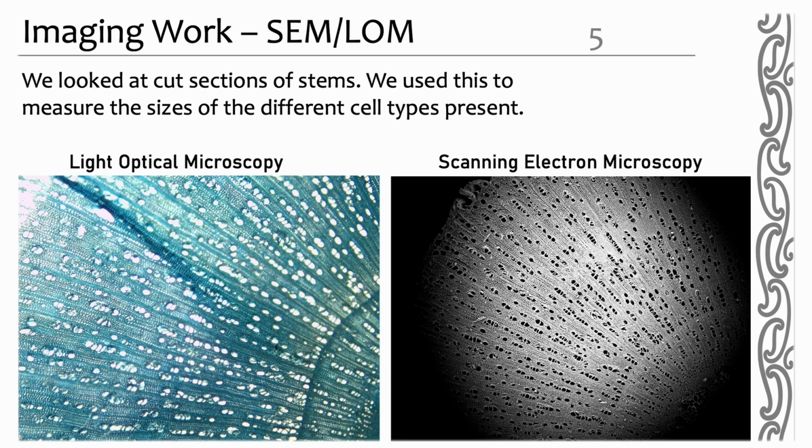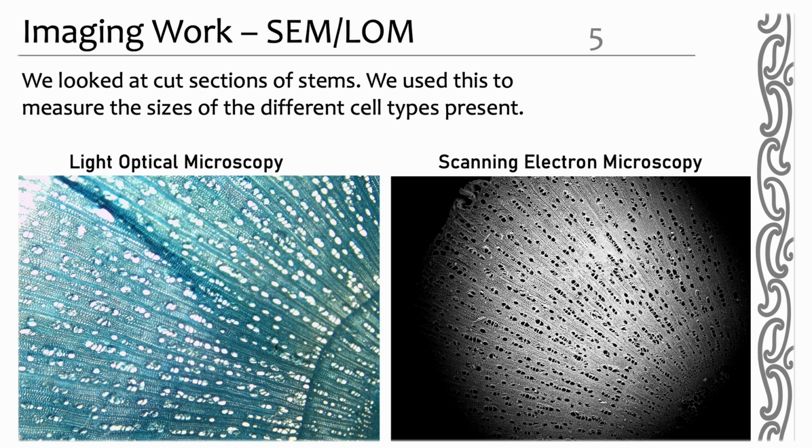Some of the earliest work on this project in this vein was done by a former PhD student named Tanaya Driller, who has since graduated. She looked at cut pieces of maple stem and imaged them using light optical microscopy and scanning electron microscopy. Light optical microscopy uses lenses to focus light to get high magnification, while scanning electron microscopy uses an electron beam to scan across a surface to generate a high-resolution image.